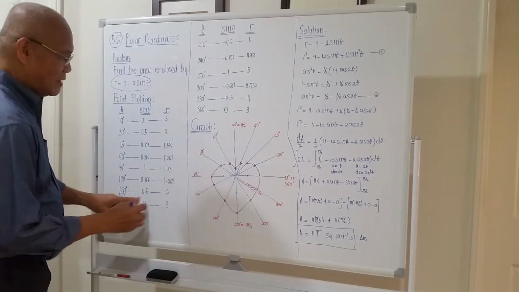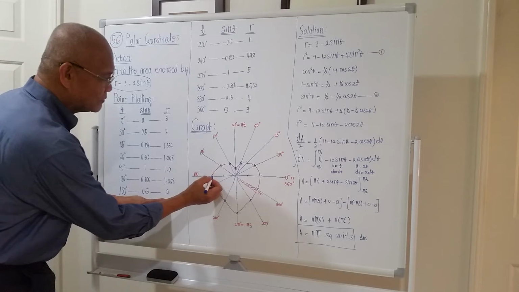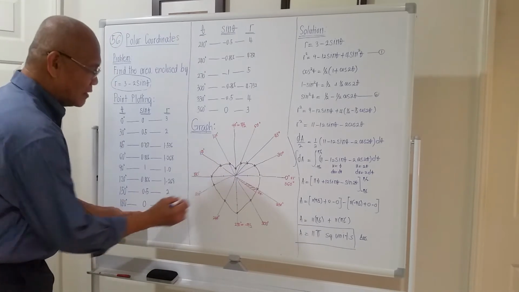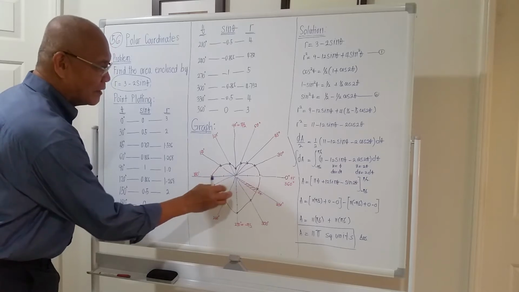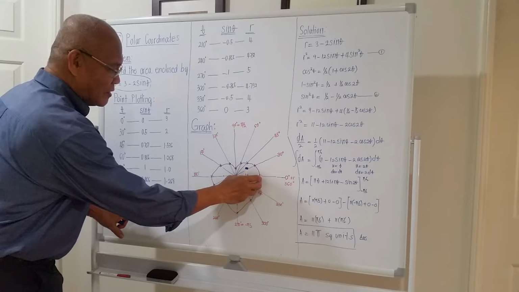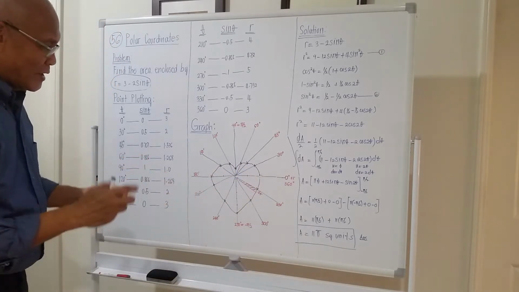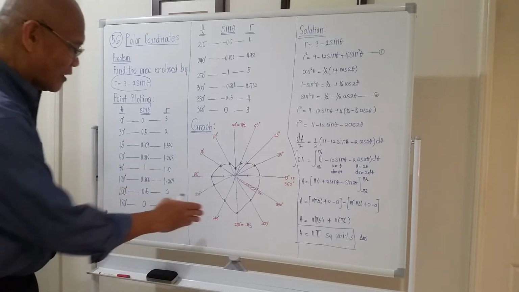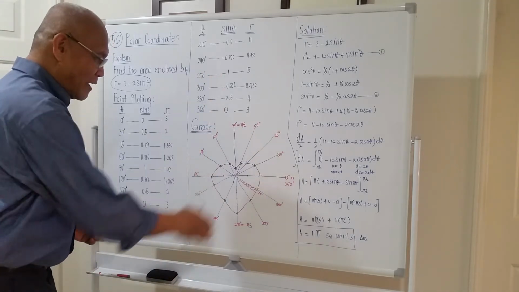At 150, it will be 2. And at 180, it will be 3. Okay? This is 3. So actually, we could visualize now, it seems that the resulting polar equation is symmetrical with respect to the vertical line.